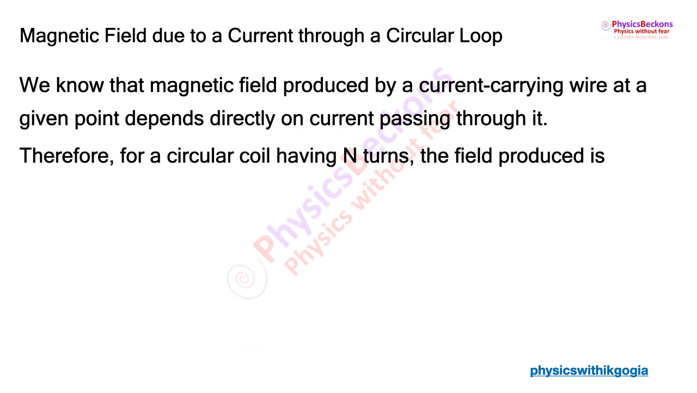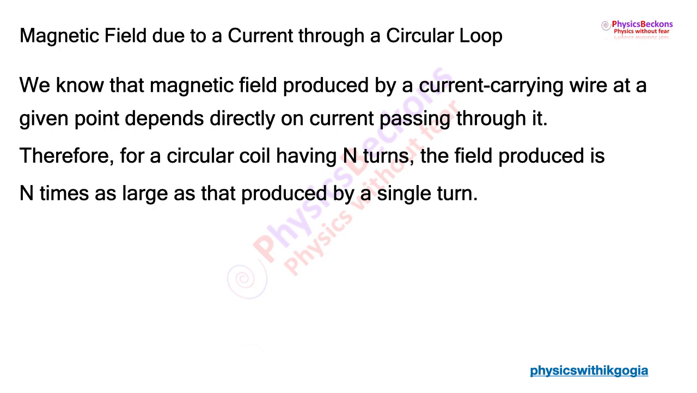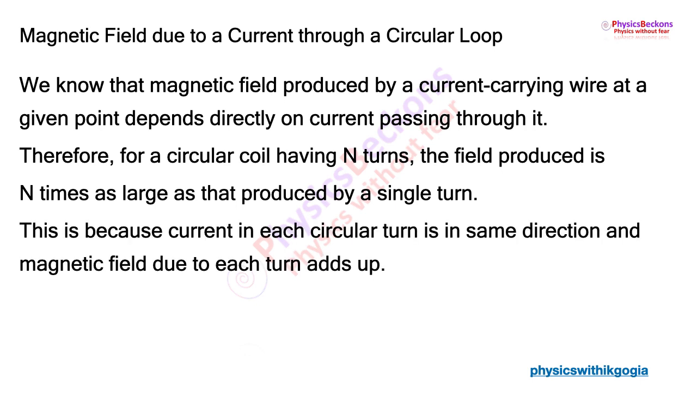Therefore, if you use a circular wire having n turns, the field produced at the center will be n times the field that we get from a single turn. This is because the current in each circular turn is in same direction and the magnetic field due to different turns add up. To explain, if you have a single turn, the field will be say x unit. If there are 2 turns, the field will be 2x units, 3 turns 3x units, n turns nx units.